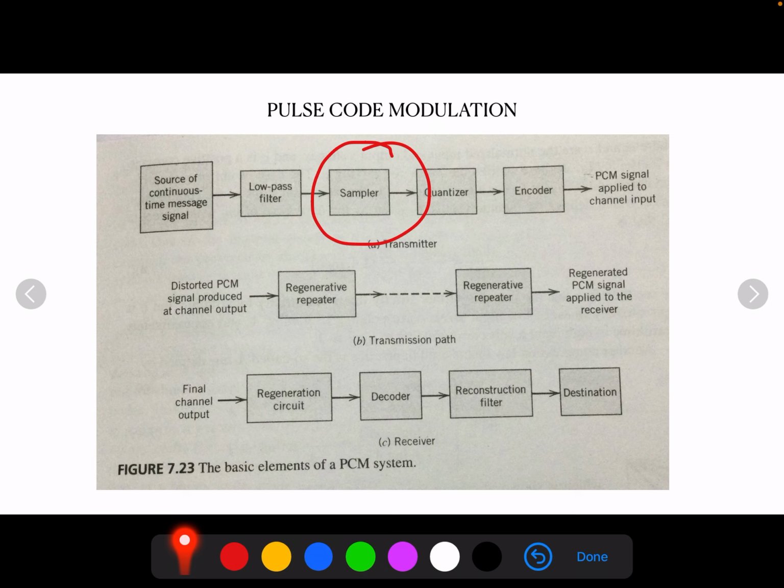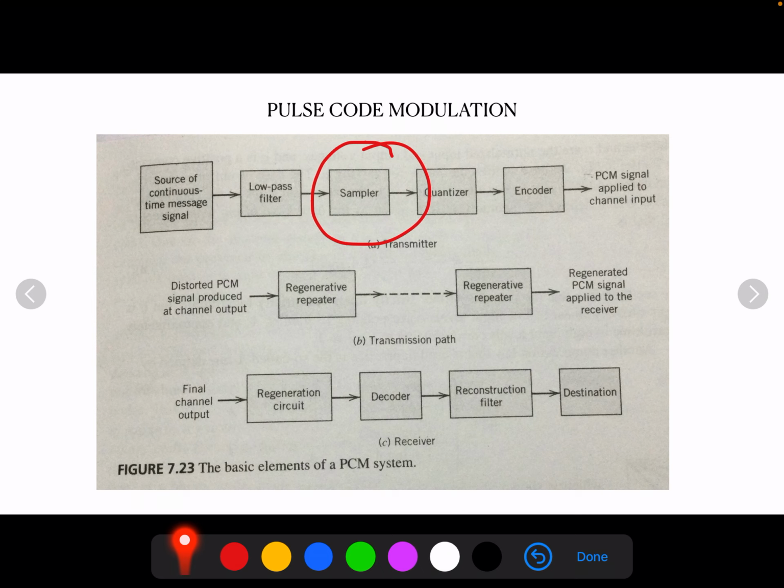Thus, the application of sampling permits the reduction of a continuously varying message signal to a limited number of discrete values per second. This is about the sampling. Next, we'll take up the quantizer. After sampling, you'll get the sampled version of the message signal. Now it has to be quantized, therefore providing a new representation of the signal that is discrete in both time and amplitude.